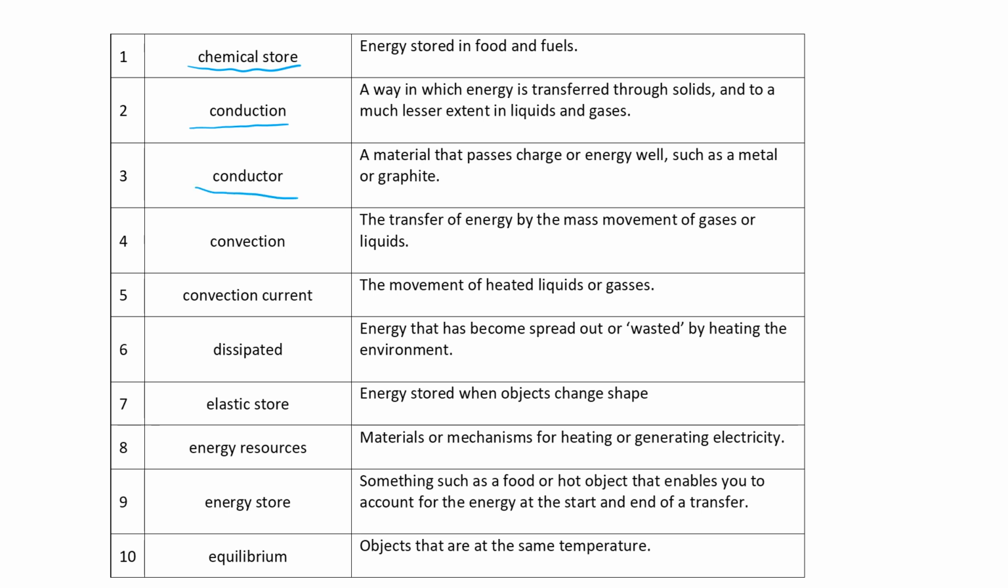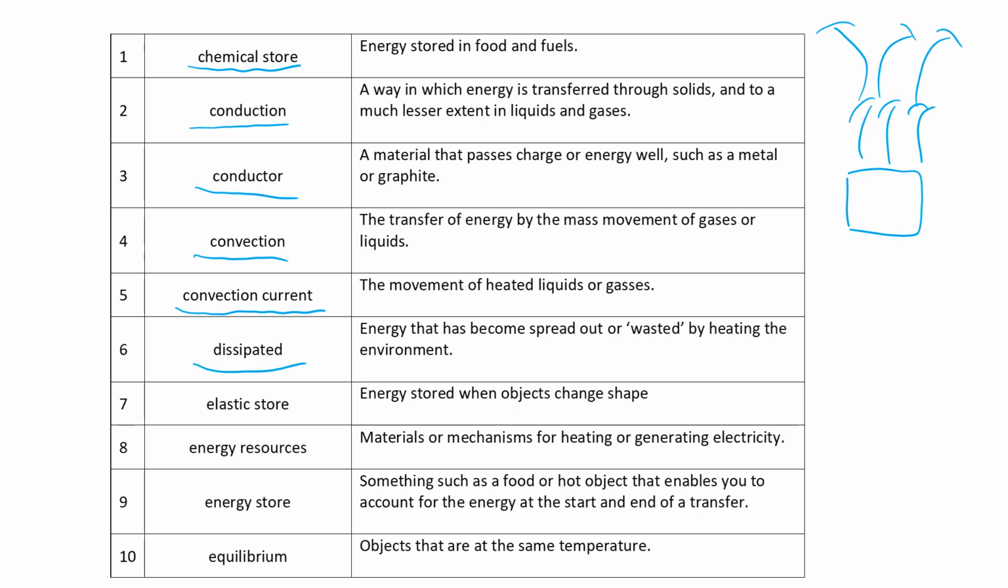The transfer of energy by mass movement of gases or liquids, so you've got something hot there like that, and it's the heat that comes off the top, okay, sometimes you say heat rises, but that is the mass movement of particles, is convection. The movement, okay, is then kind of like the little currents that then come from it are called convection currents. Energy that becomes spread out or wasted by heating the environment is dissipated, so some of this energy at the top here gets wasted and is dissipated.